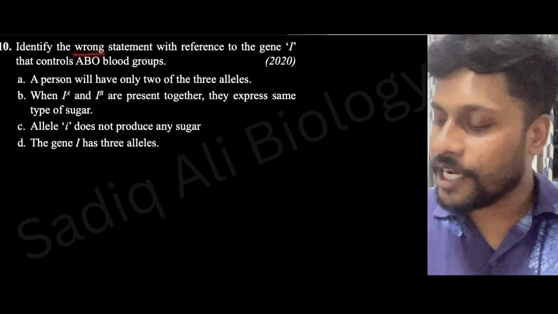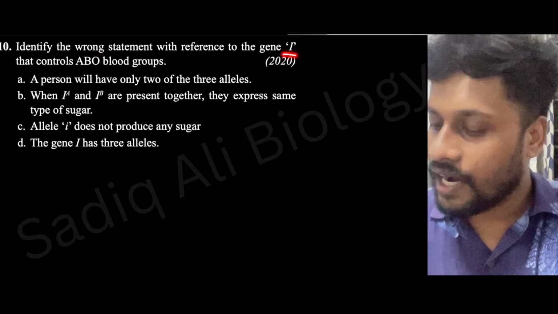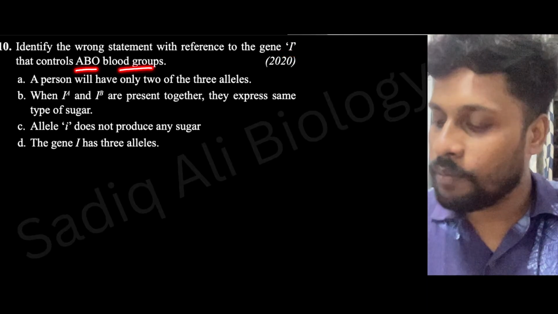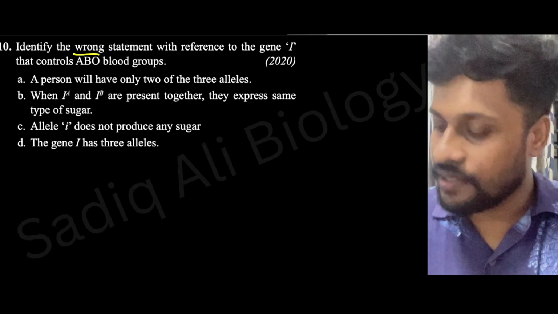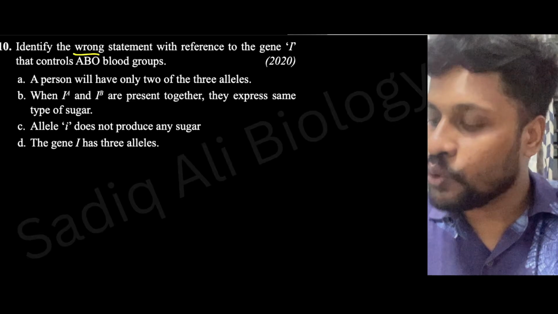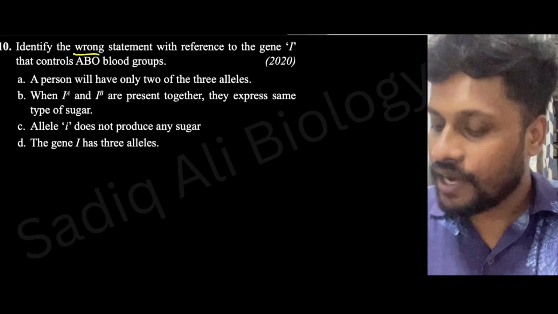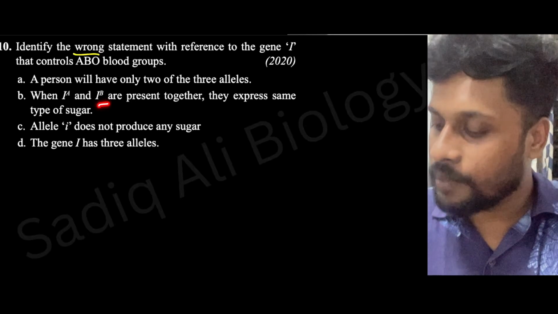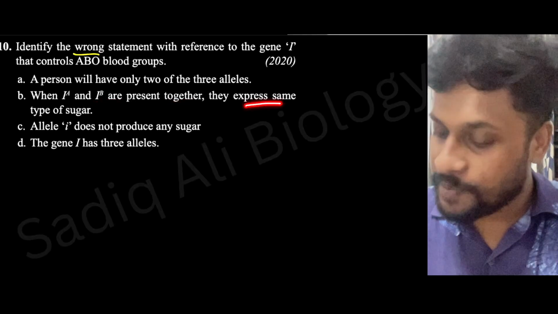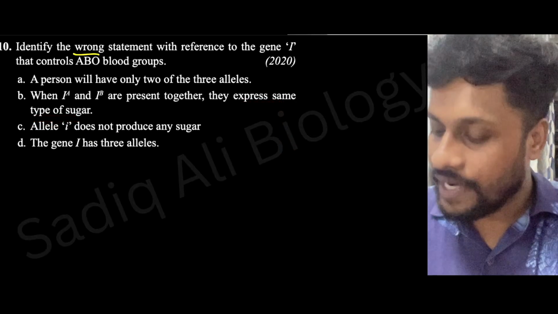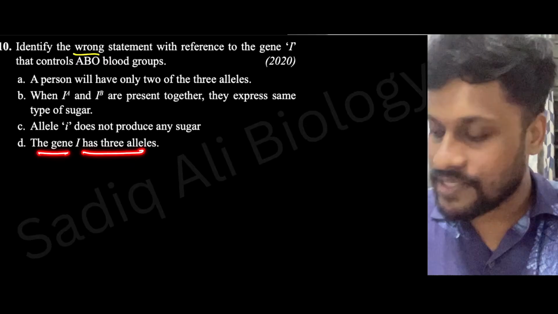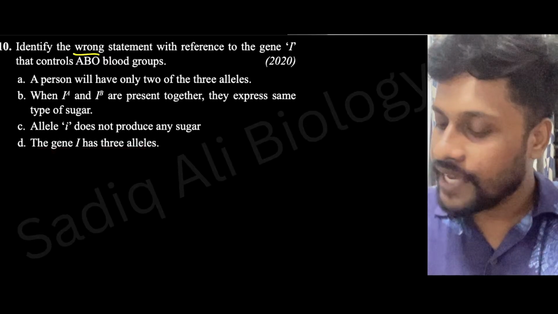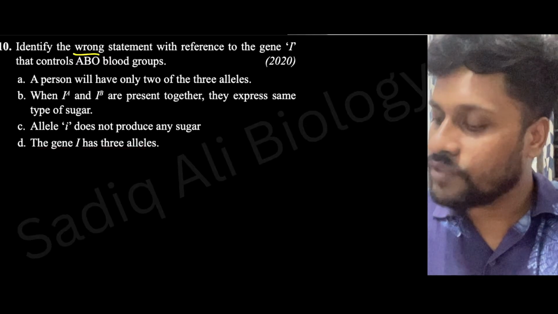Identify the wrong statement with a reference to the gene I that controls ABO blood groups. What is the wrong statement? A person will have only 2 of the 3 alleles. When IA and IB are present together, they express same type of sugar. Allele i does not produce any sugar. The gene I has 3 alleles. What will be the answer? A person will have only 2 of the 3 alleles.